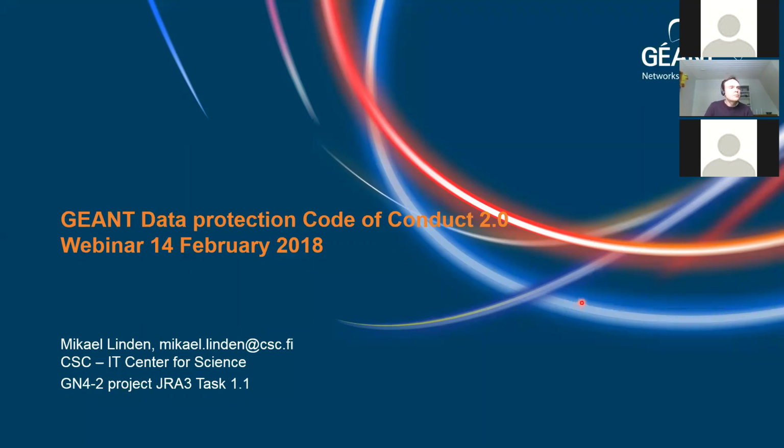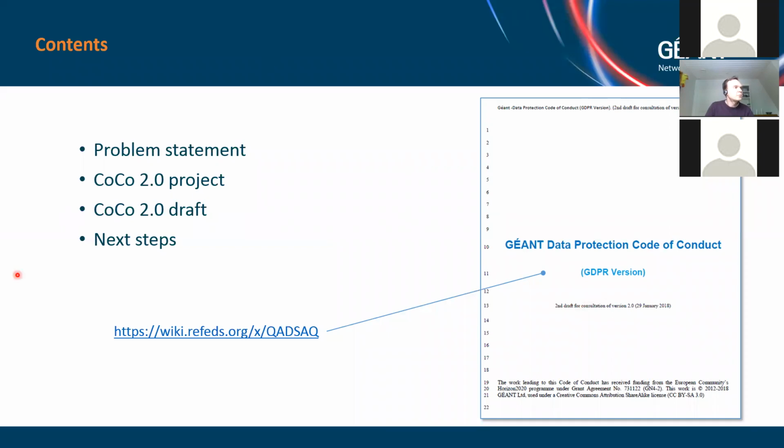So the contents of this presentation: first, we have a short problem statement and a short introduction to the Code of Conduct 2.0 project. The majority of today's webinar will be presenting the details or outline of the Code of Conduct 2.0 draft. The cover page is on the right-hand side. If you want to find the draft, it is in REFEDS Wiki, linked from the workshop page that we had last week in Vienna as a satellite event of the TIME workshop.